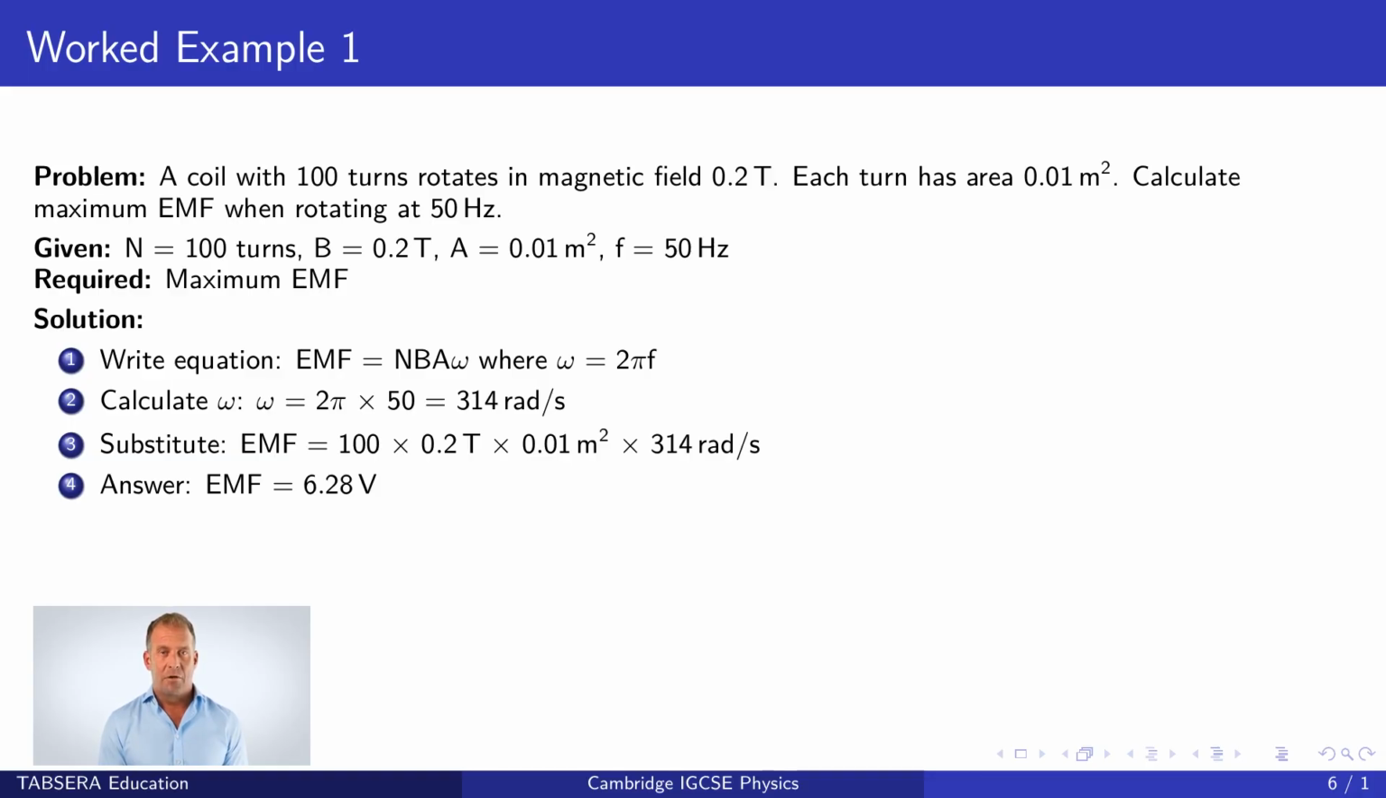Step 1. Write the equation. We use EMF equals N times B times A times omega, where omega is angular velocity. Step 2. Calculate omega. Omega equals 2 pi times f, so omega equals 2 pi times 50, which equals 314 radians per second. Step 3. Substitute values. EMF equals 100 times 0.2 Tesla times 0.01 square meters times 314 radians per second. Step 4. Calculate the answer. EMF equals 6.28 volts.